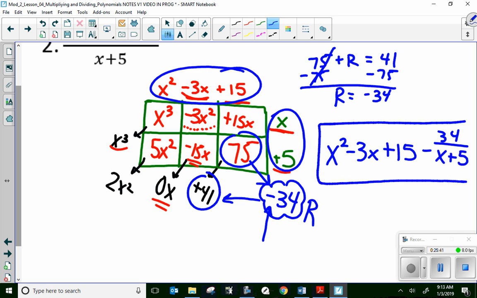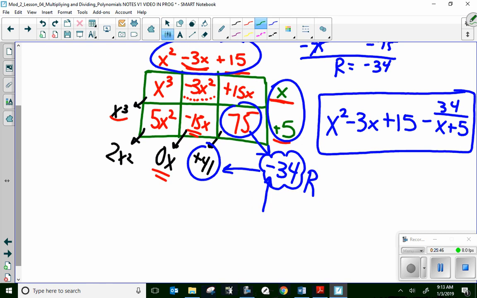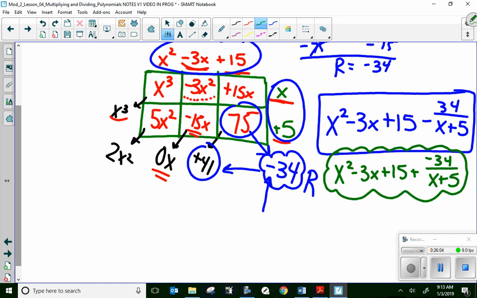Man, you guys are great. Now, you might have the question, but Visca, can I write it like this? Can I say X squared minus 3X plus 15 plus a negative 34, because that's my remainder, over X plus 5? Yes, you can absolutely write it like this. They're the same thing. Just be aware that if this is multiple choice, maybe it's written like this, but it might be written like this as well. As long as you know they're the same thing, you're fine. Okay? Good. We're getting comfortable with this. I like it.